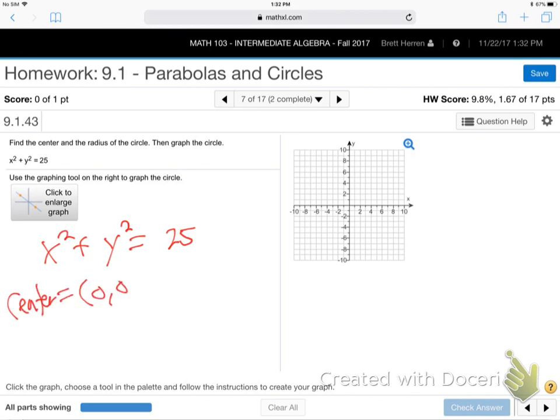Center is going to be 0, 0, isn't it? Because there's nothing added next to x, nothing added next to y, 0, 0. What's the radius? Square root of 25, 5. So the center's right smack at the origin, then just go up 5, down 5, right 5, left 5. And make a circle.